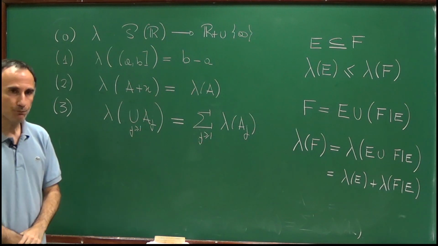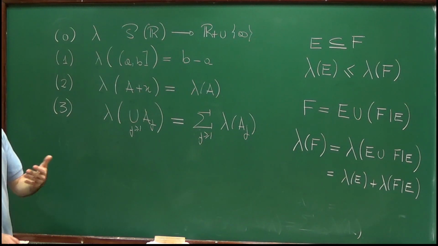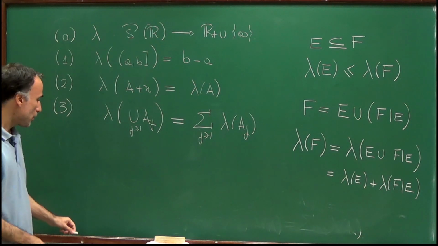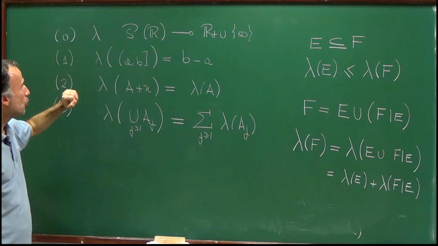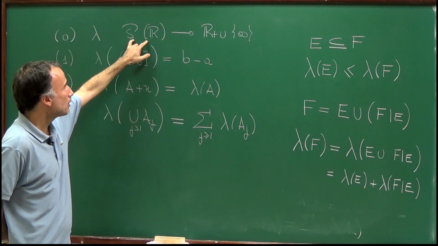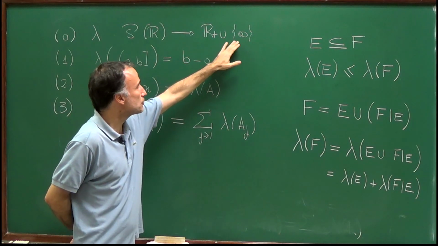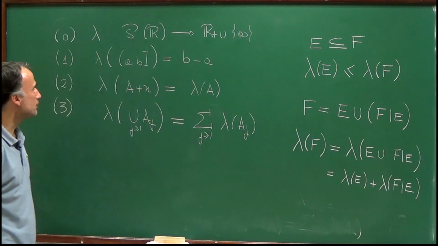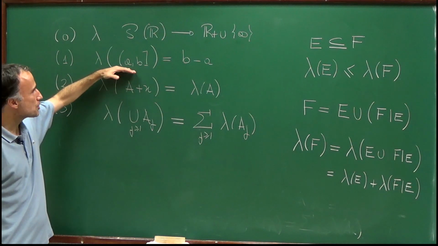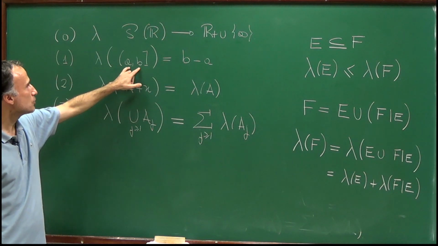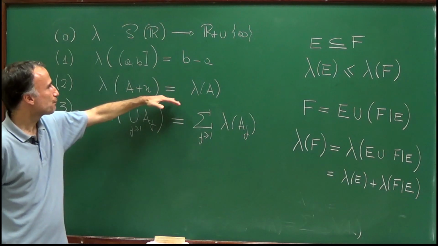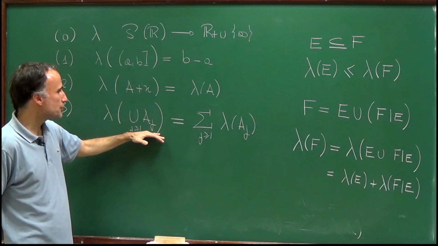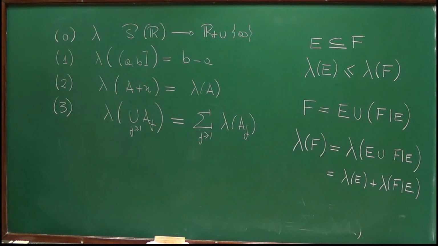So this was my statement at the beginning of this lecture, that it's not possible to construct a function lambda which is defined on all subsets of R, which takes non-negative values or plus infinity, which is an extension of the length, so which maps the interval [a, b] to the length of the interval, which is invariant by translation and which is sigma additive. So this is unfortunately not possible.